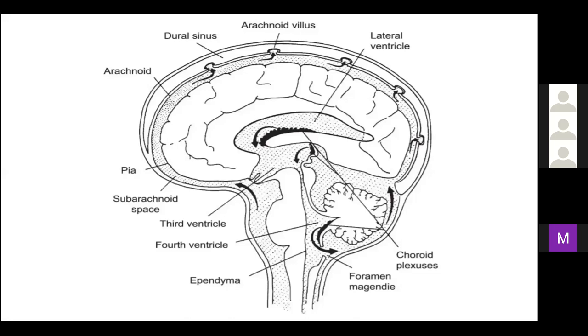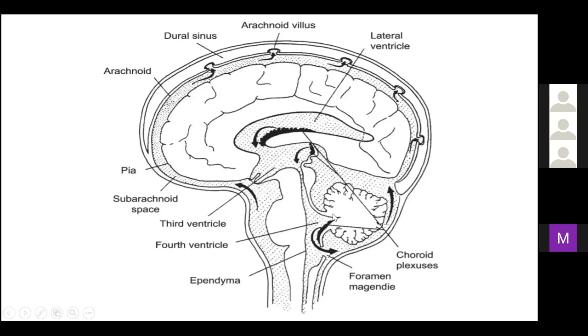CSF and the ventricular system. We all know the ventricular system: lateral ventricle, third ventricle, and fourth ventricle. The choroid plexus secretes CSF that travels through the foramen of Monro to the third ventricle, and through the cerebral aqueduct into the fourth ventricle. From the fourth ventricle, through the foramina of Magendie and Luschka, it goes into the subarachnoid space, from the subarachnoid space through the arachnoid villi into the dural sinuses and ultimately into the internal jugular vein.